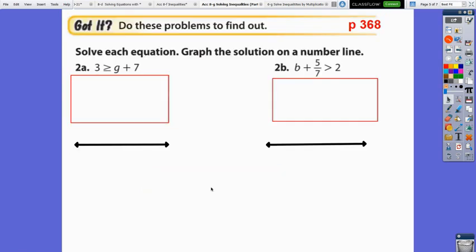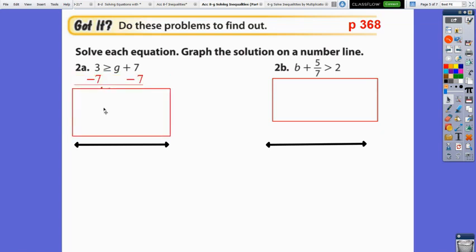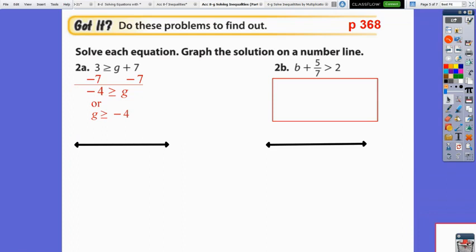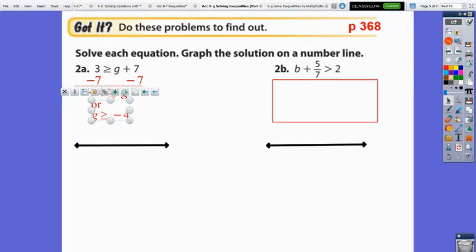All right, let's do these, it's 2A and 2B. 3 is greater than or equal to G plus 7. First step, subtract 7 from both sides. And I get -4 is greater than or equal to G. And I'm done. G's by itself. I could flip this if I wanted to, which I did incorrectly.